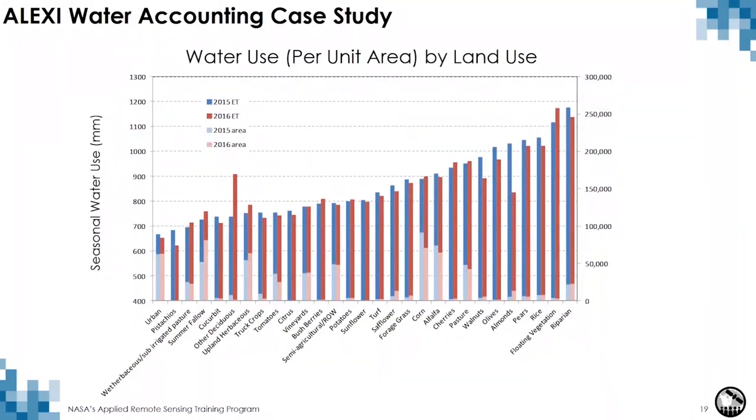So exactly, this is kind of the take-home message. Because we were able to measure evapotranspiration at high resolutions over this area, and then we had high resolution information about what was being grown in each field, we were able to actually break out water use per unit area by certain crops.